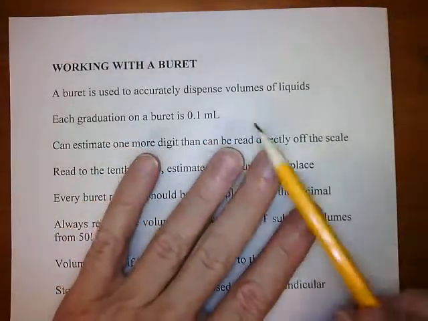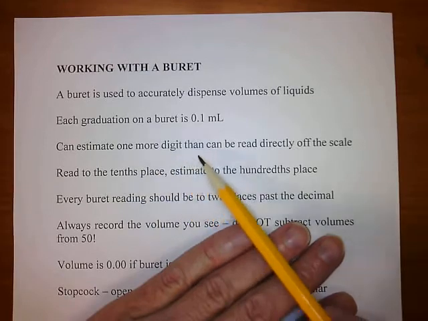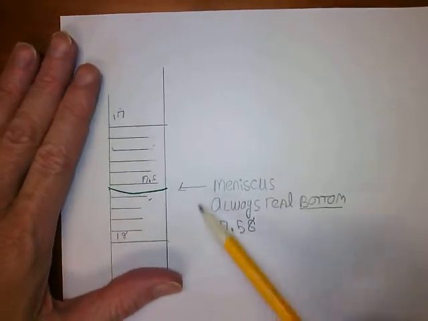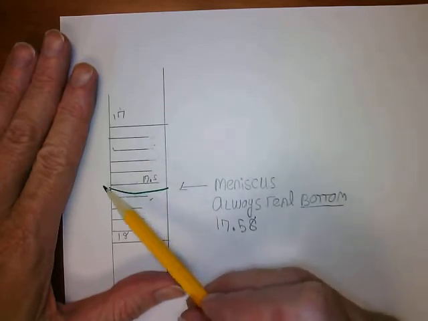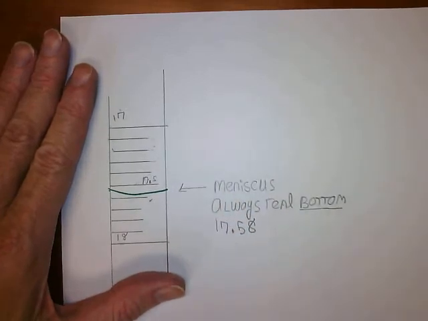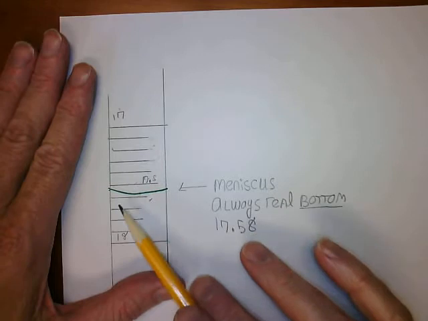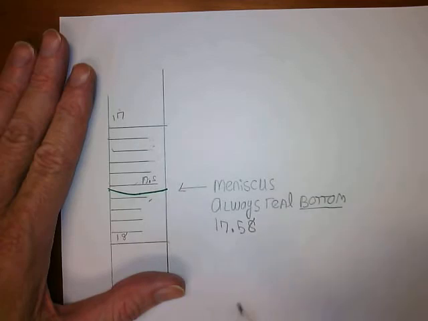But as is common with reading glassware, you can estimate one more digit than you can read directly off the scale. So let's go back here and look at this again. Inside a burette or any glassware, water forms this curved surface called a meniscus. The thing about reading the meniscus is that you always read the bottom of a meniscus. You always read the bottom, not the middle, not the top, you read the bottom.